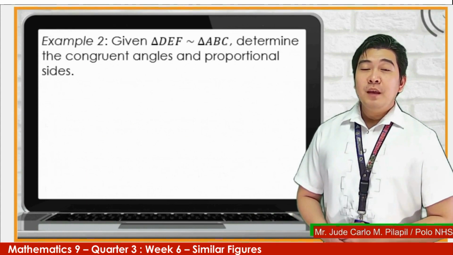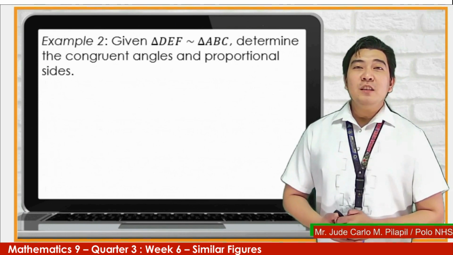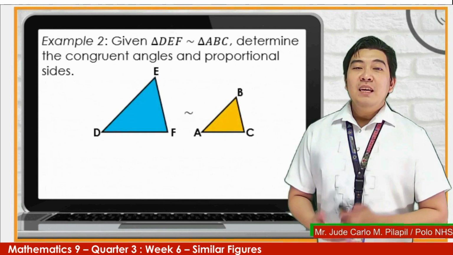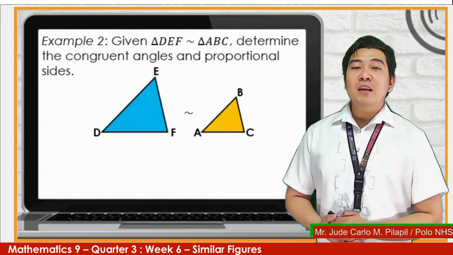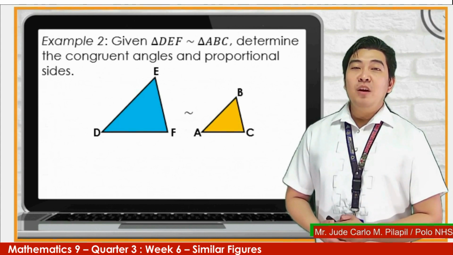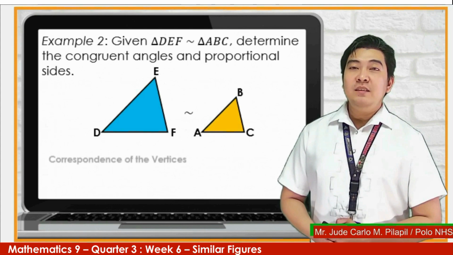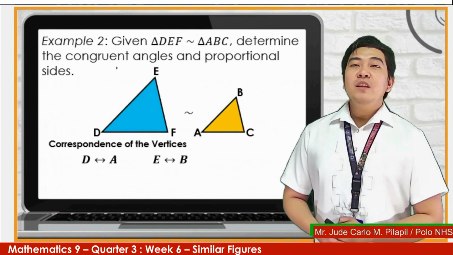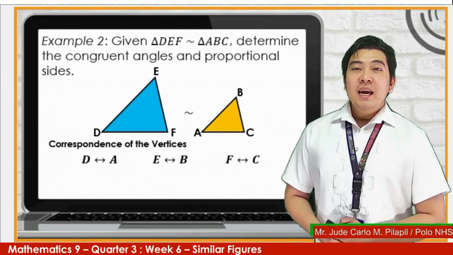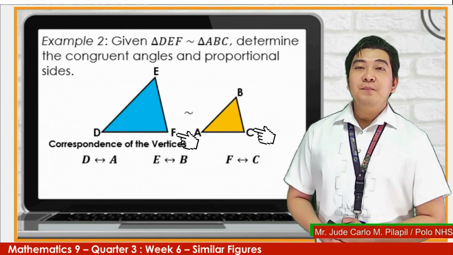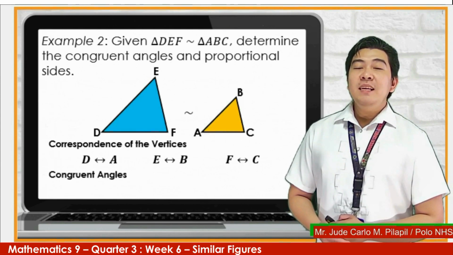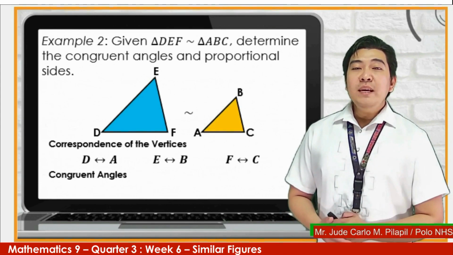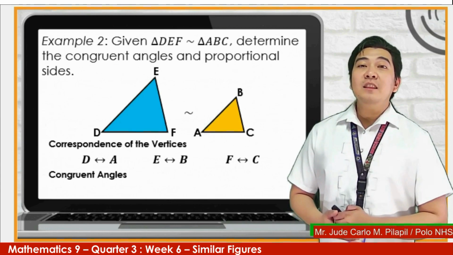Example number 2. Given triangle DEF is similar to triangle ABC, determine the congruent angles and proportional sides. In order for us to determine the congruent angles and proportional sides, let us make sure the correspondence or pairing of the vertices. Vertex D corresponds to vertex A, vertex E corresponds to vertex B, and vertex F corresponds to vertex C. From the statement, triangle DEF is similar to triangle ABC, and the correspondence of the vertices, we can name the pairs of corresponding angles that are congruent.